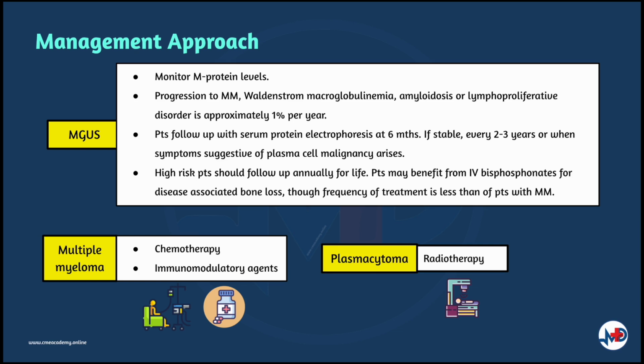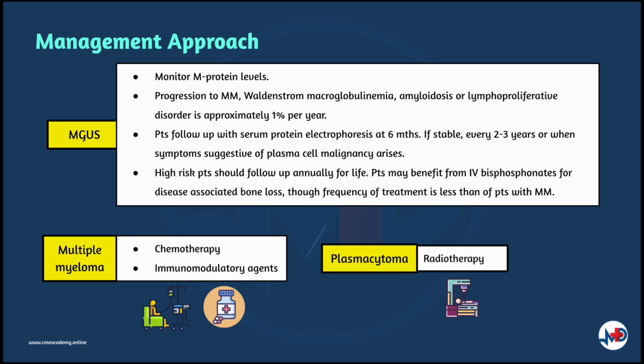Moving on to management, in the case of MGUS, there's no specific treatment. The rate of transformation is approximately 1% per year. Hence, monitoring M protein levels is essential to identify early progression to myeloma, Waldenstrom macroglobulinemia, amyloidosis, or lymphoproliferative disorders. Patients are recommended to follow up with serum protein electrophoresis at 6 months, and if deemed stable, the follow-up interval can be prolonged to even 2 to 3 years, or when symptoms suggestive of plasma cell malignancies arise.